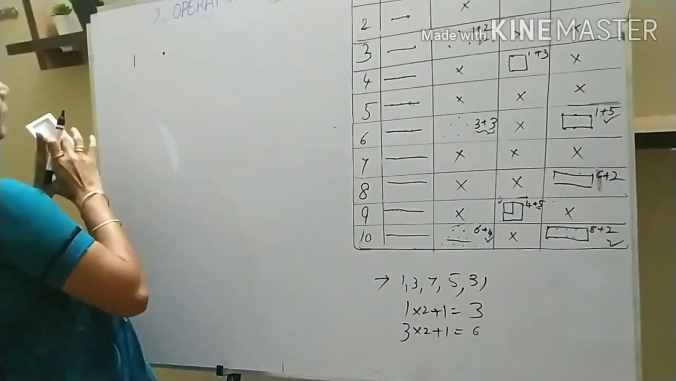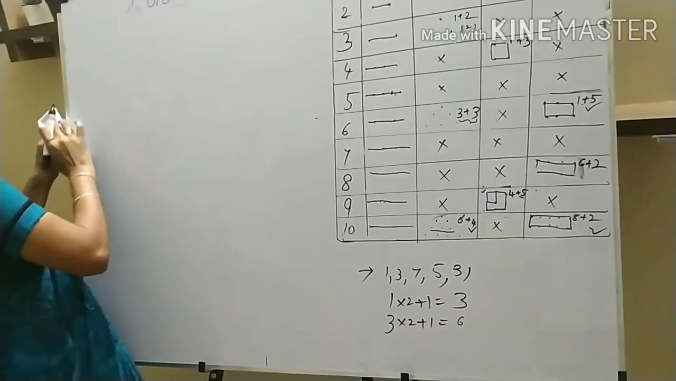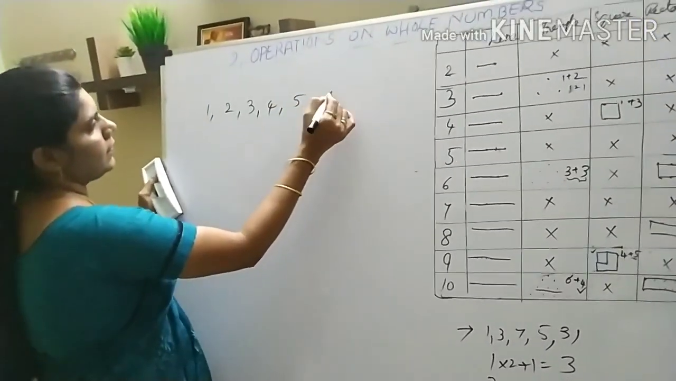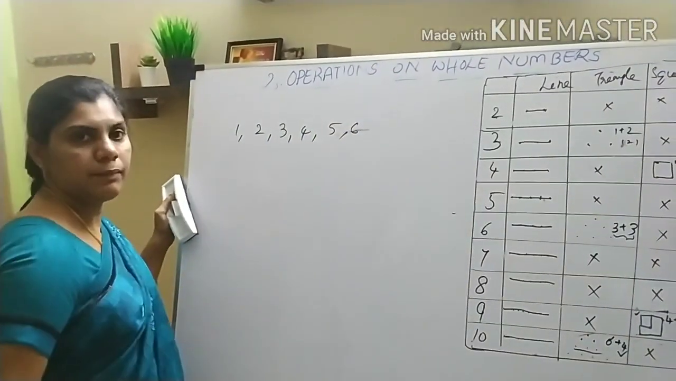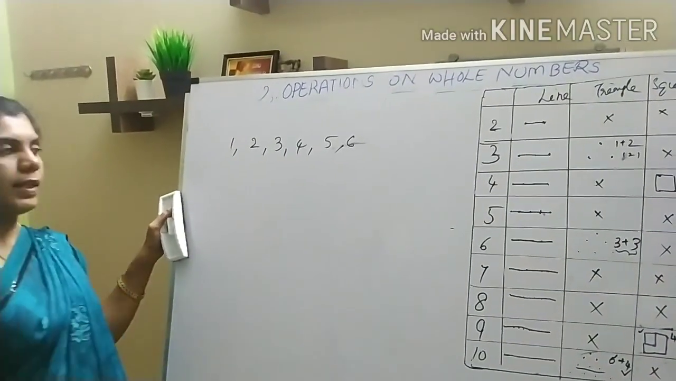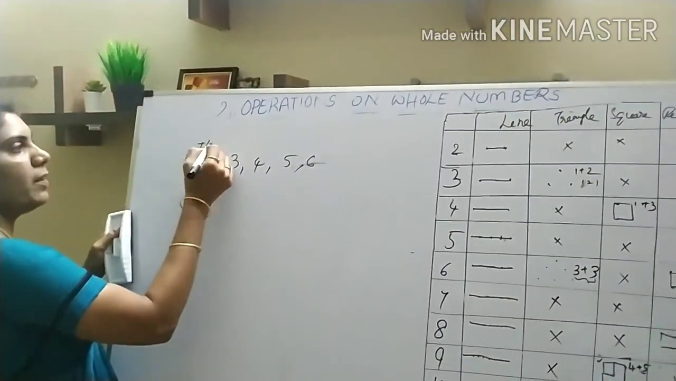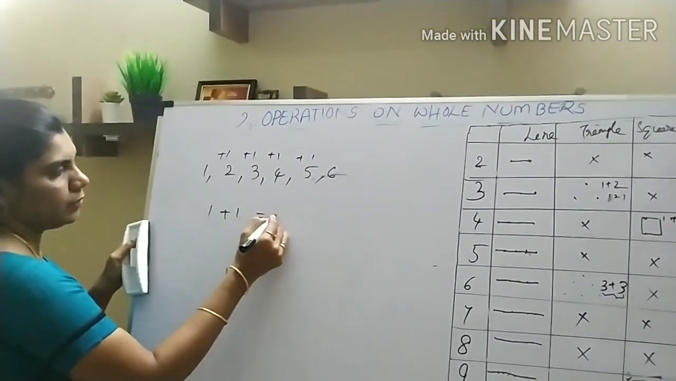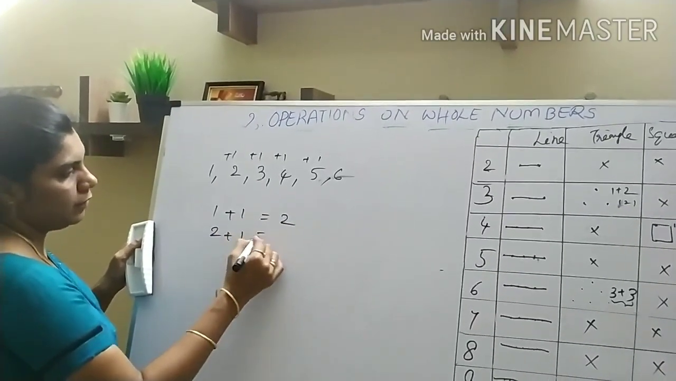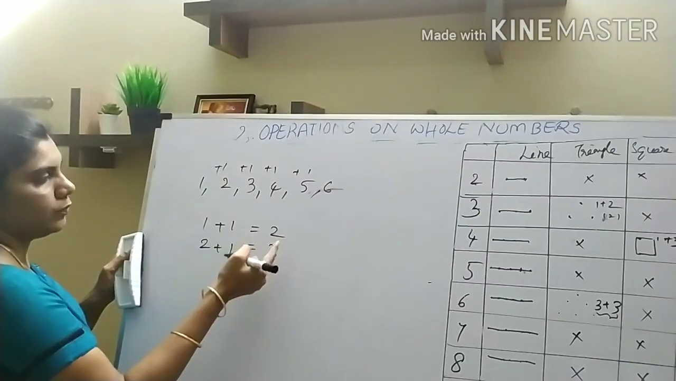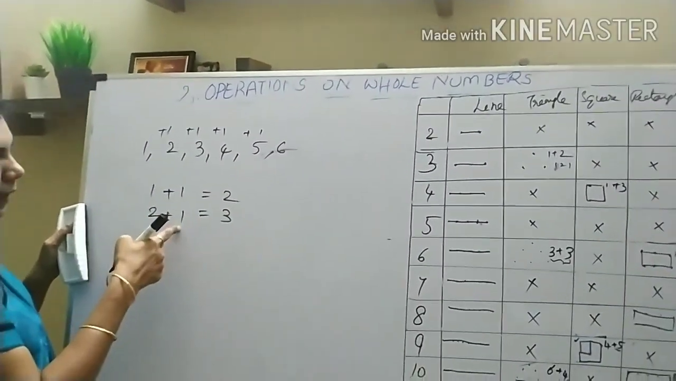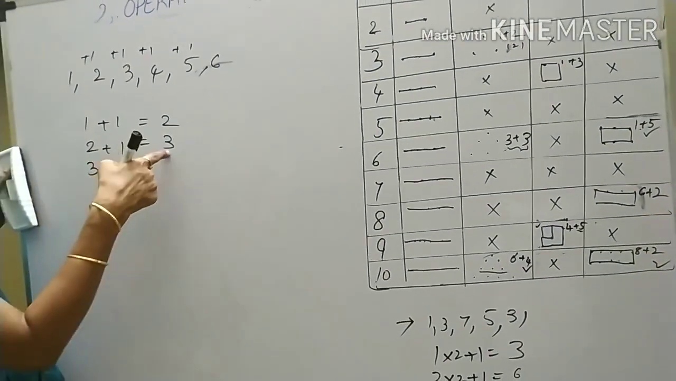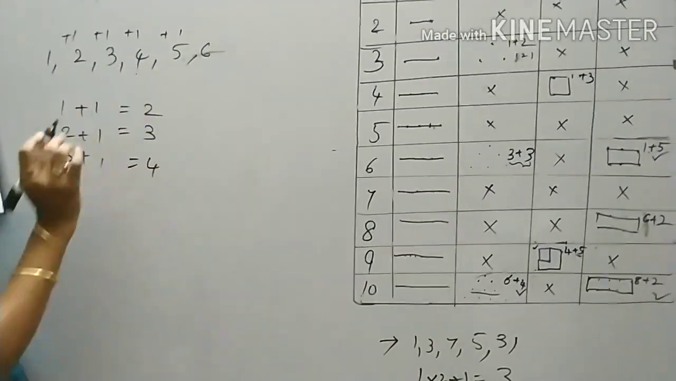If you take one more example, see 1, 2, 3, 4, 5, 6, 7. I am taking these 6 numbers. So is there any format here? Format means plus 1 increasing here. So 1 plus 1, that's 2. 2 plus 1, you will get 3. After that 3 plus 1, you get 4.